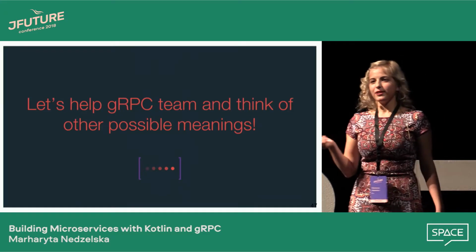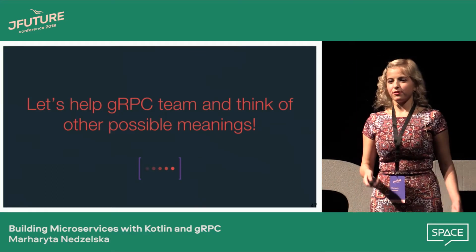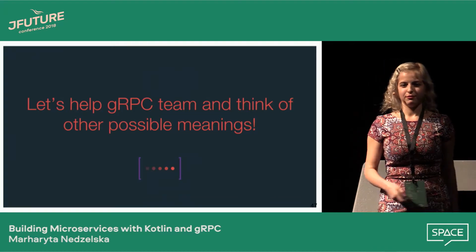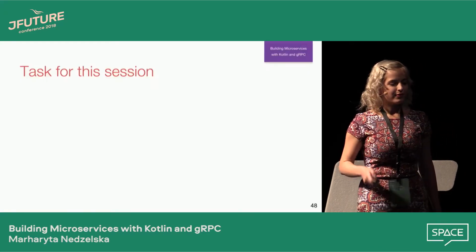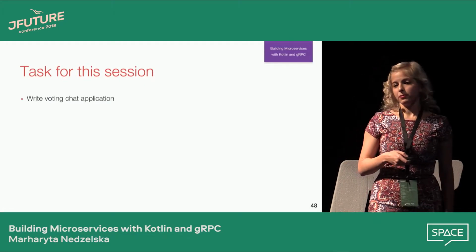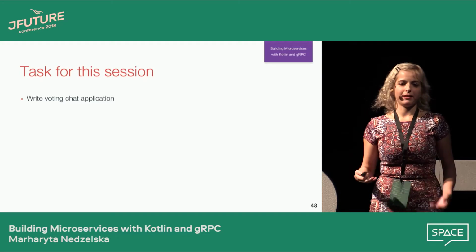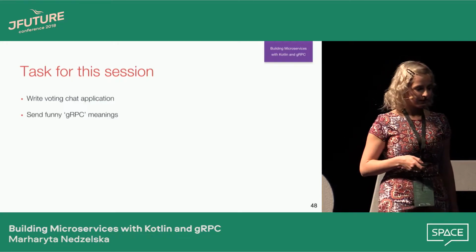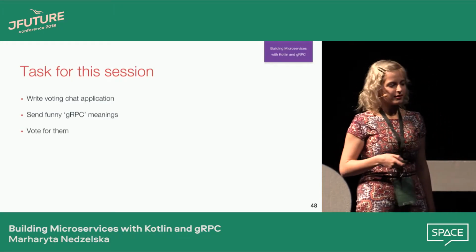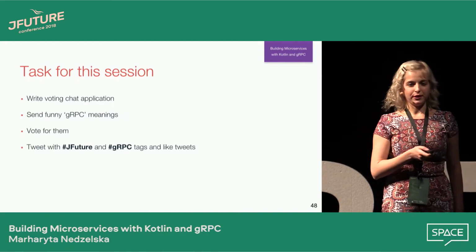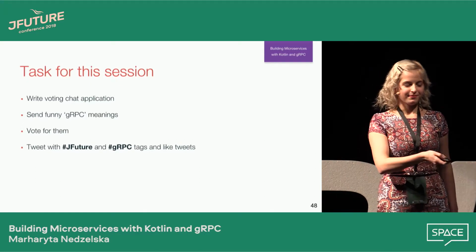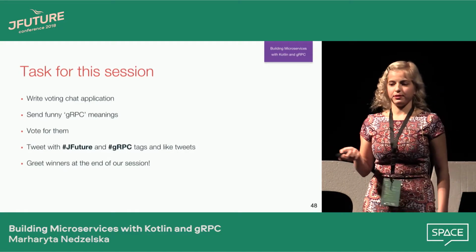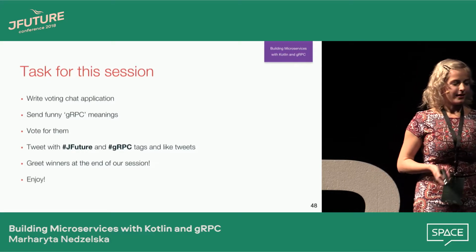So, I decided, what if we help the gRPC team and create some new meanings of gRPC, like good, green, graceful, grateful, whatever you want. So, the task for this session: we'll implement a vote in chat. It's a chat application where you can post your messages, and if your message starts with gRPC, other users can vote for it. So you just send funny gRPC meanings and vote for them. You can also tweet with these hashtags, it's just for fun. And at the end of the session, we'll find the messages with the most votes and we'll give them prizes. Sounds fair? And I hope you'll enjoy this.